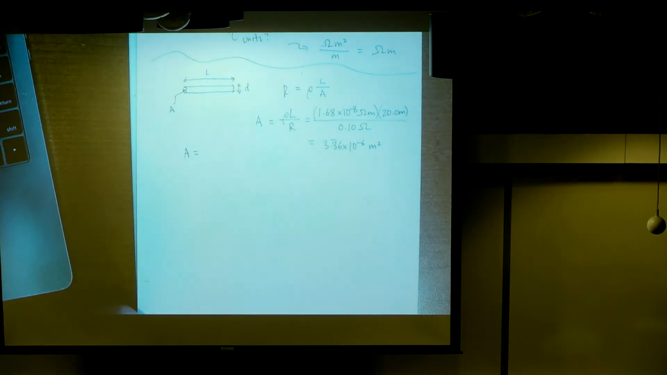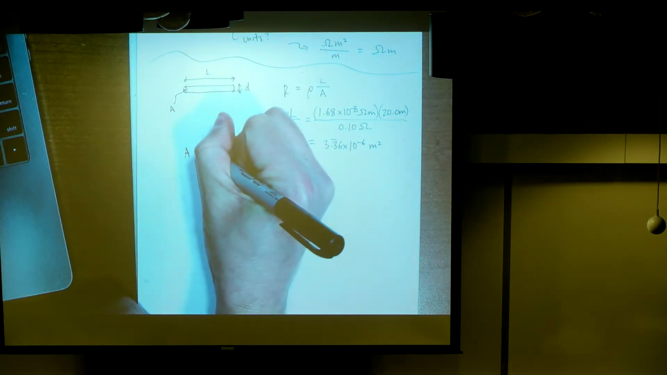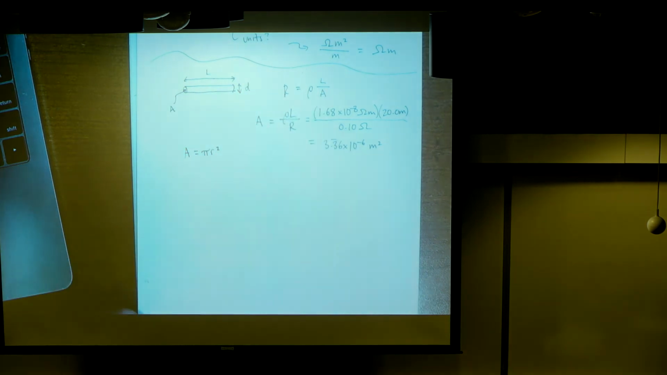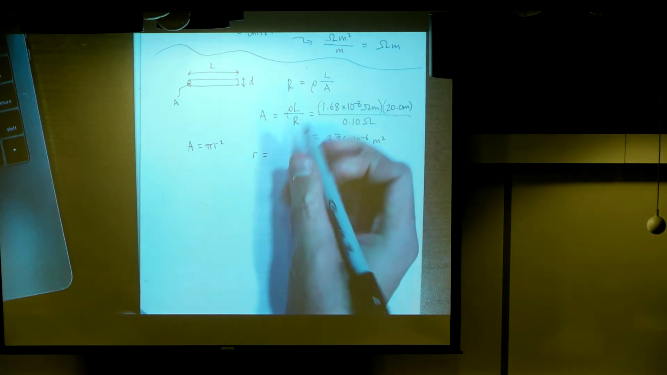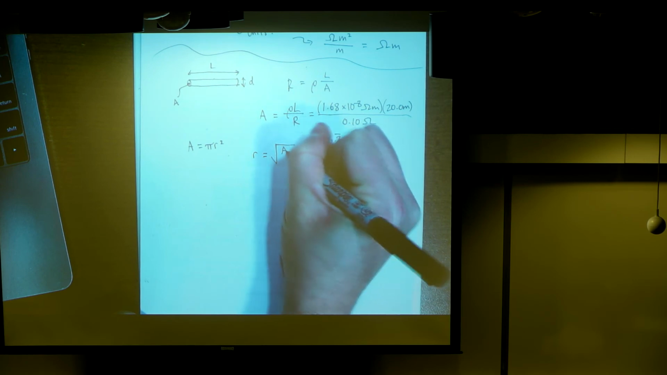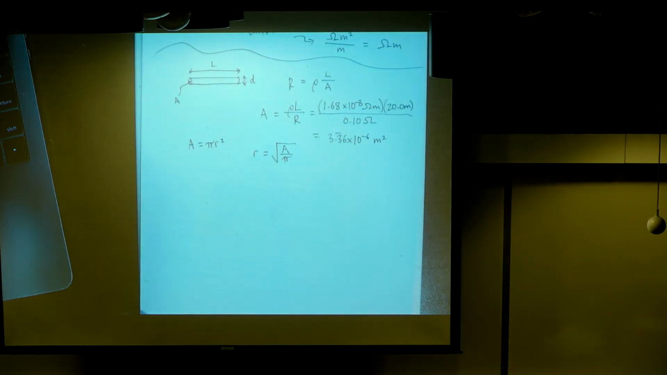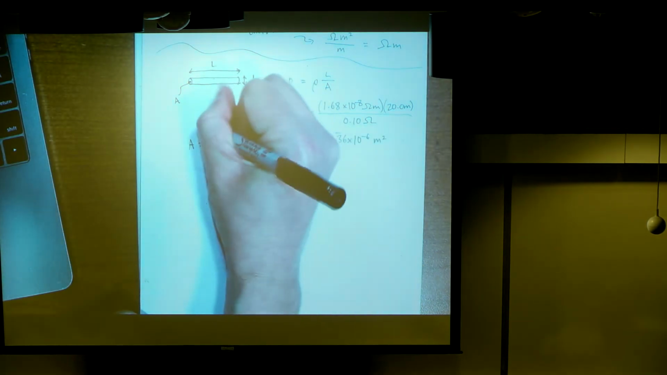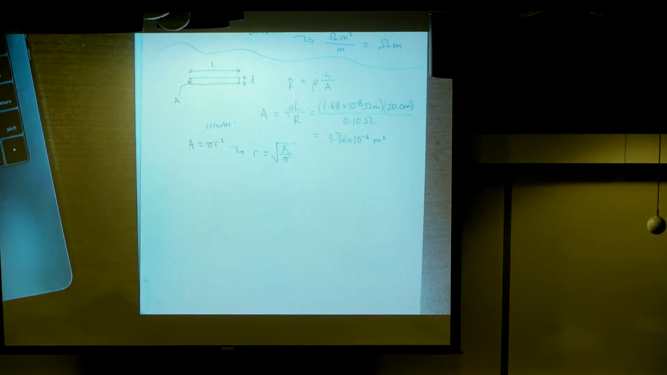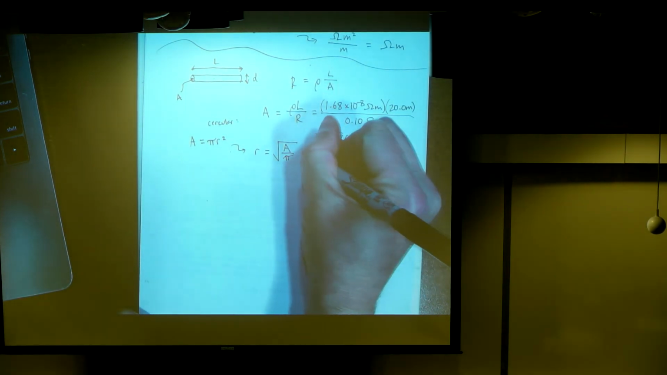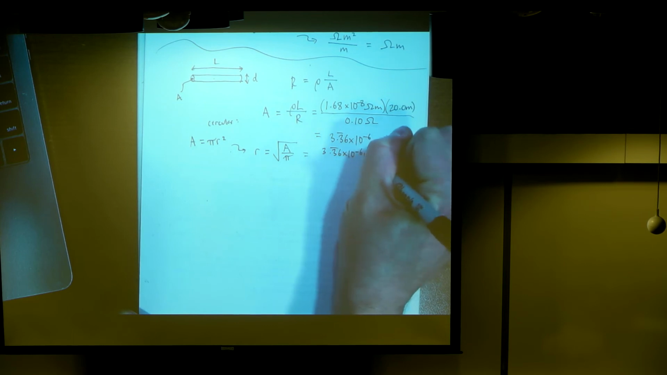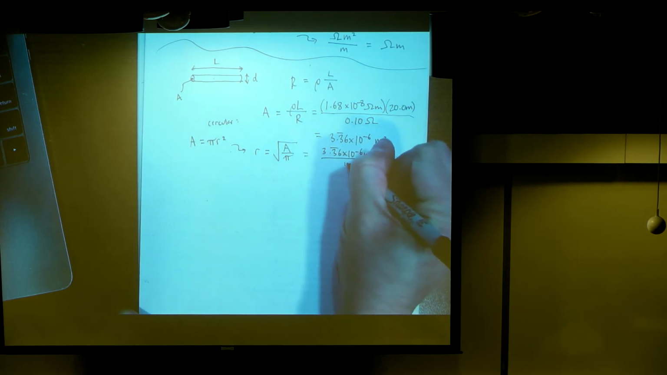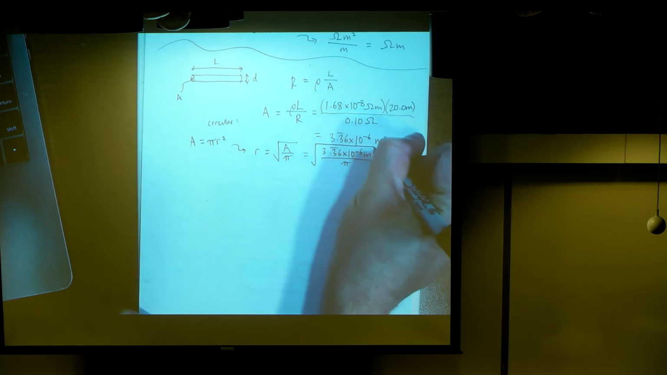What should we do? Well, first we have to use A equals pi r squared, right? It's a circular area, so it's going to be pi times the radius squared. So the radius would be the square root of A divided by pi. Because it's a circular area, we can use this formula. So we'll take the area we found, 3.36 times 10 to the minus 6 square meters, and we'll divide by pi, and then we'll take the square root of that.